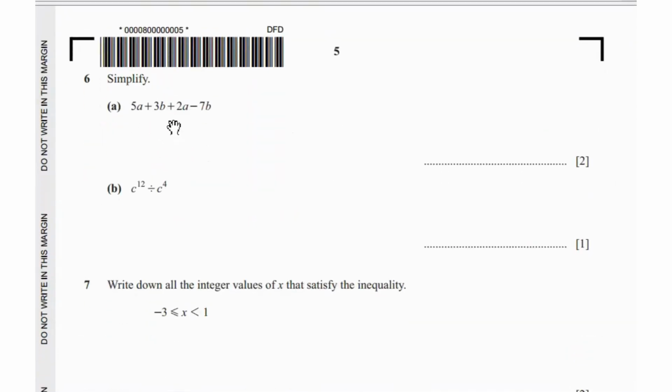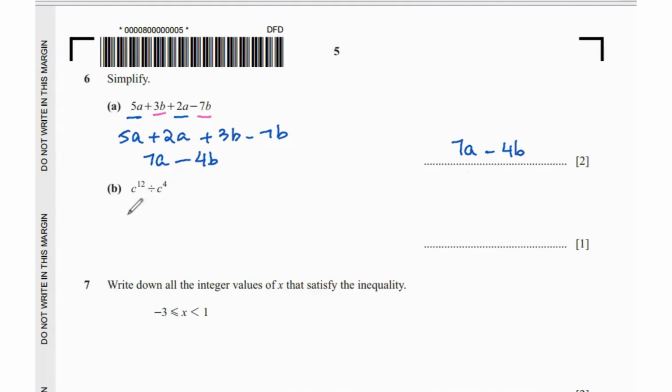Then simplify 5a plus 3b plus 2a minus 7b. So basic algebra. We're going to collect the like terms: 5a plus 2a, and then 3b minus 7b. So that's going to give us 7a, since 5 plus 2 is 7, and 3b minus 7b is negative 4b. So 7a minus 4b is your answer.